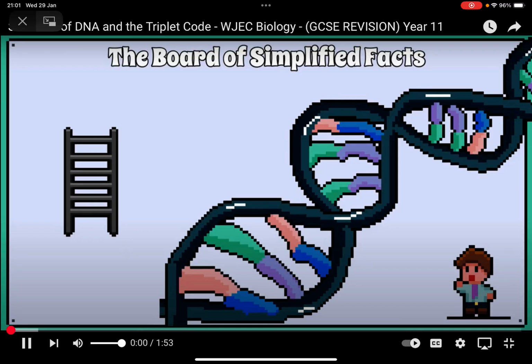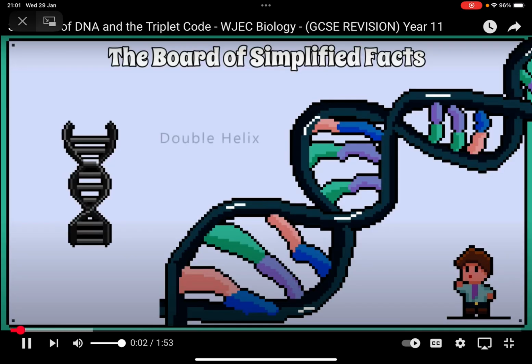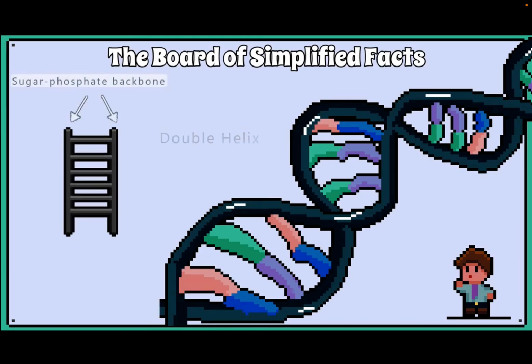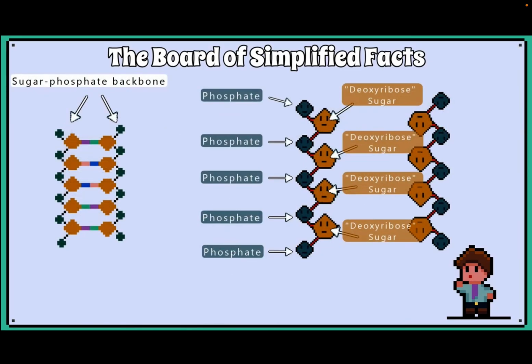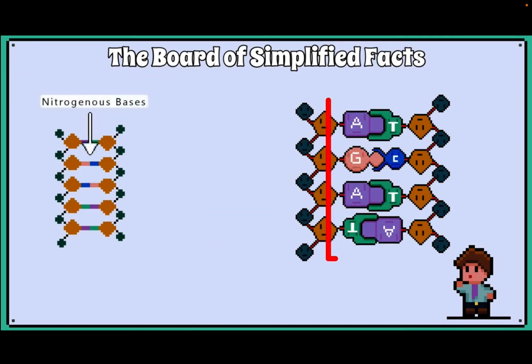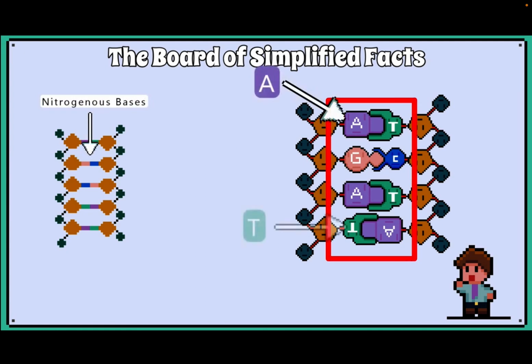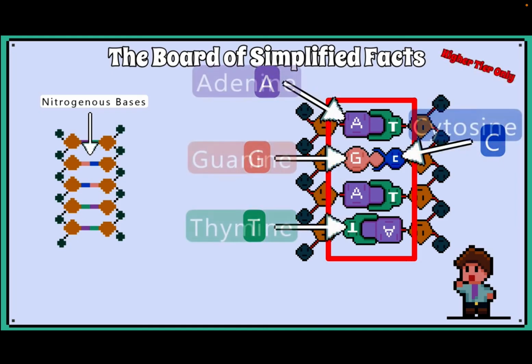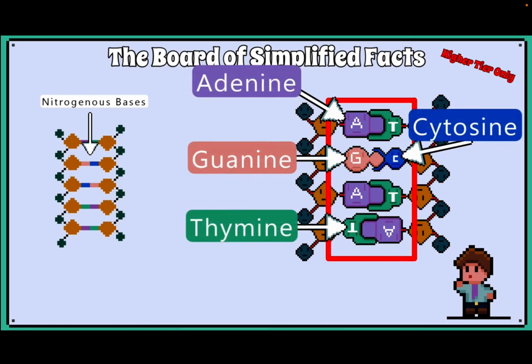DNA is structured like a ladder, which has been twisted to form a shape called a double helix. The sides of the ladder are made of long chains of alternating sugar, called deoxyribose, and phosphate, and the rungs of the ladder are made of nitrogenous bases. There are 4 possible bases, which are labelled as A, T, C, or G. Higher tier candidates must also learn the full name for each base. A for adenine, T for thymine, C for cytosine, and G for guanine.